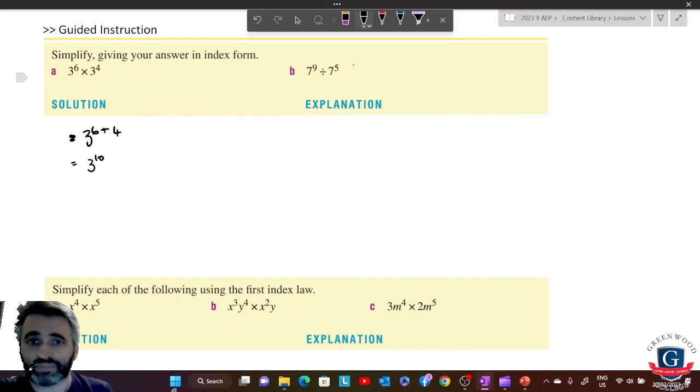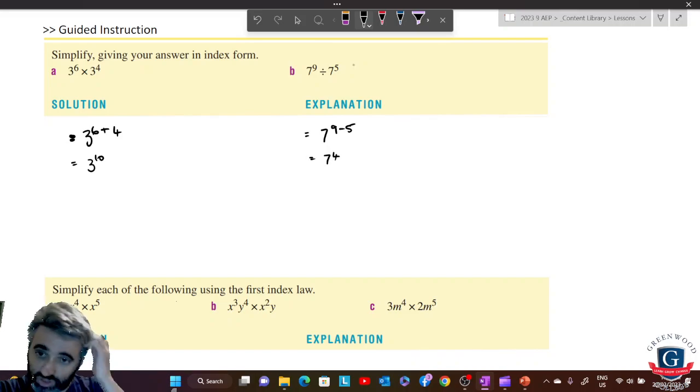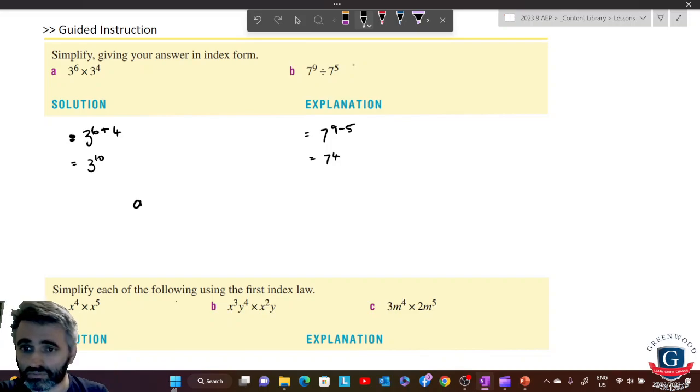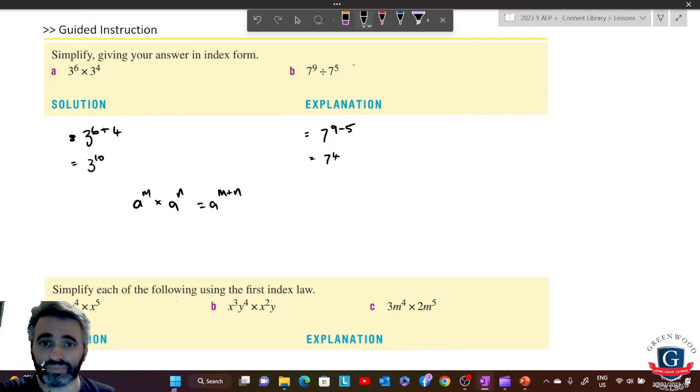Oh, and you're multiplying. If you have the same base and you're dividing, subtract the indices. That equals 7 to the 9 take 5 is equal to 7 to the power of 4. So same base and multiplying, add the indices. Keep the base the same. Same base and dividing, subtract the indices. This can also look like this.